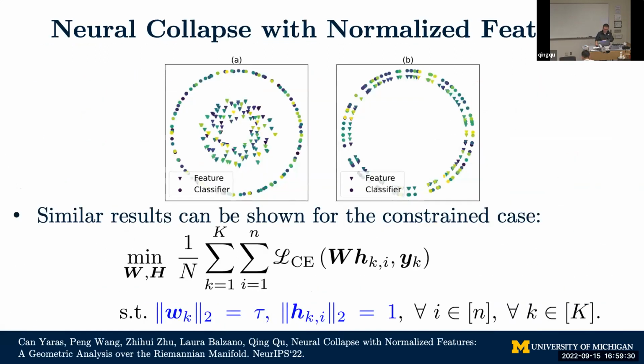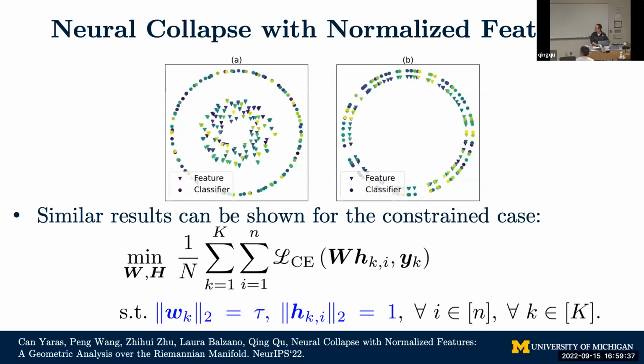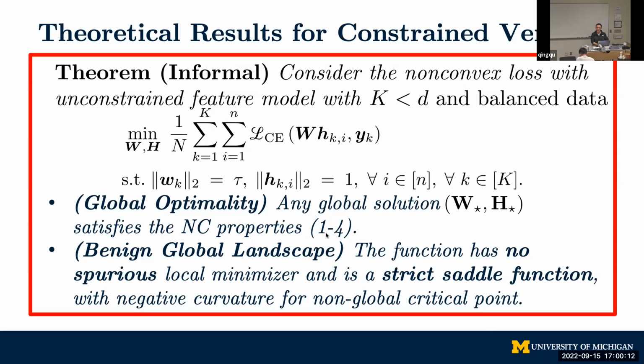Given the interest of time, I want to skip some experiments and mention some of the recent work we did. Nowadays, when you look at self-supervised learning or other methods, people tend to normalize your features and your weight classifiers. In a recent study, we studied the same problem under the unconstrained feature model, where we normalize our features and the weight classifiers, and we showed that a similar global landscape also holds. This is work by John and Peng here.